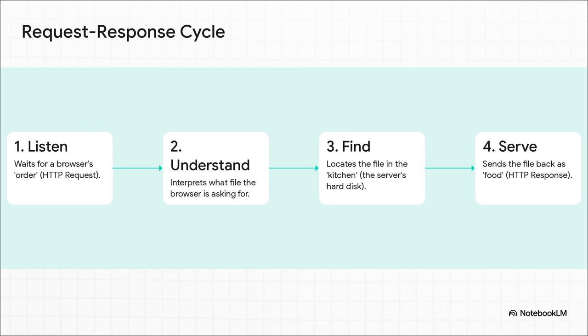Second, it has to understand it. Okay, this person wants the About Us page. Got it. Third, it has to find it. It zips back into the kitchen, the server's hard drive, and grabs that specific file. And finally, step 4, serve. It sends that file right back to your browser as what we call an HTTP response.